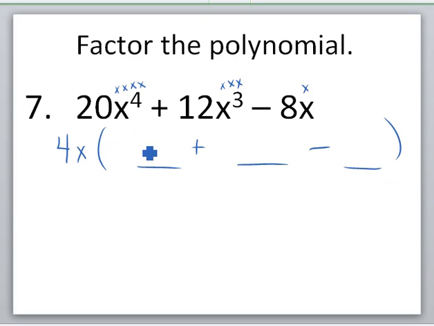4 times what gives me 20? That's 5. X times x to the third is x to the fourth. 4 times what gives me 12? That's 3. X times x squared is x cubed. 4 times 2 gives me 8. The x carries through. This is the factored version.